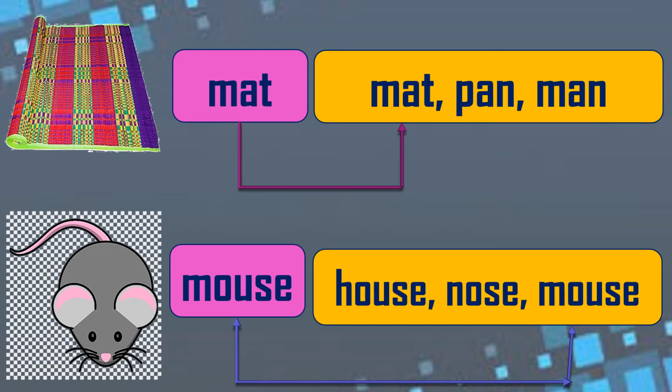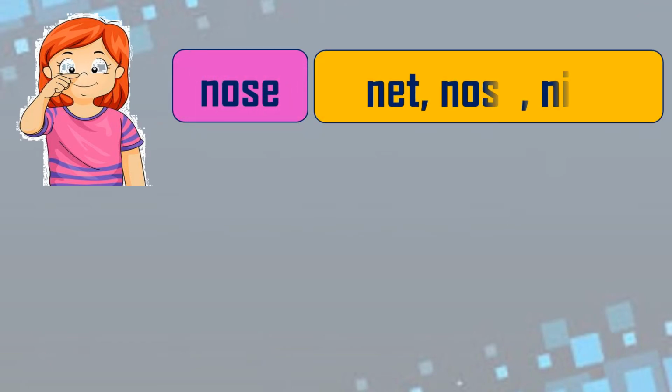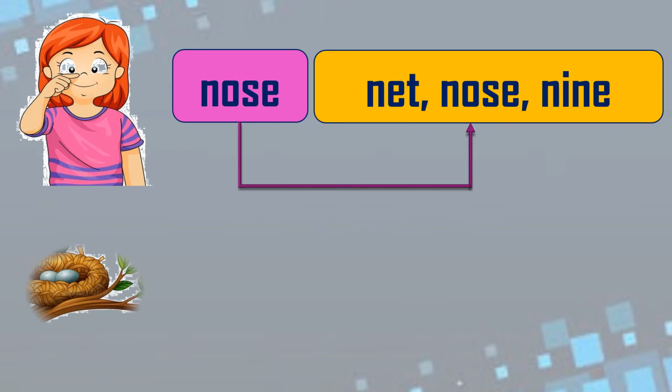Now the next pictures. Now look at the picture. What that girl is showing? Nose. So we have to find out the same word from the yellow box words. Got it? Draw the line. Join it. So these are the words from letter N which we are going to learn in this slide.